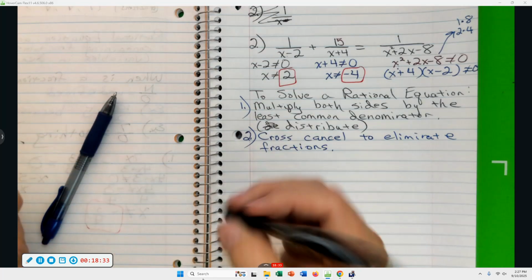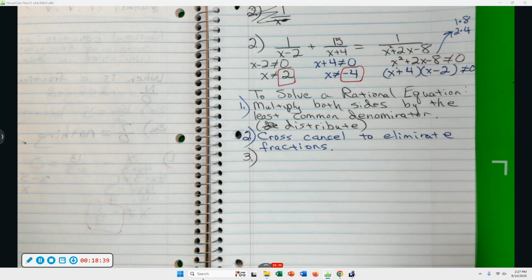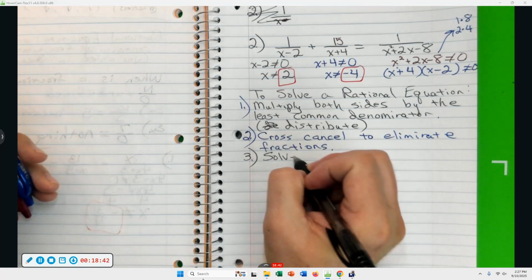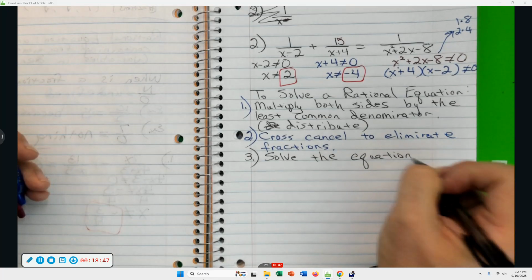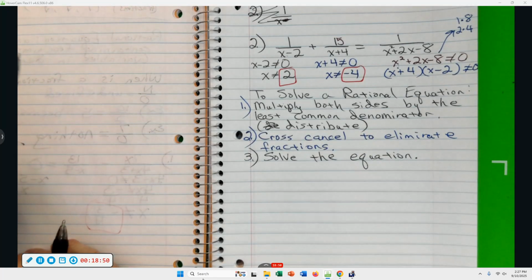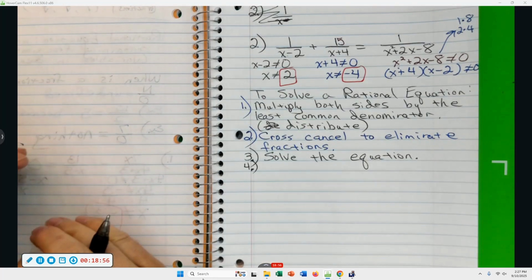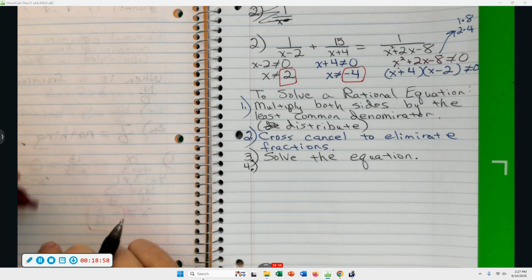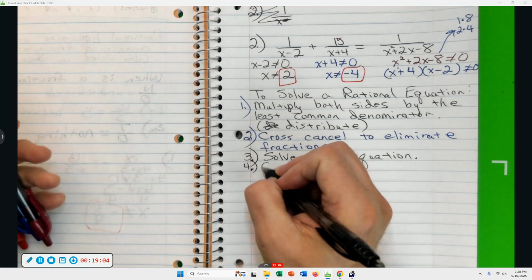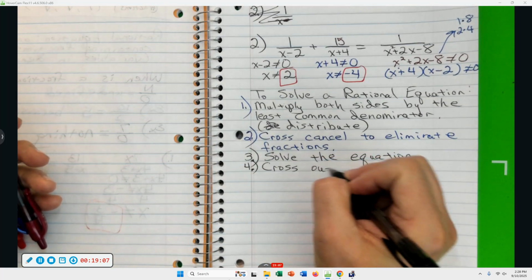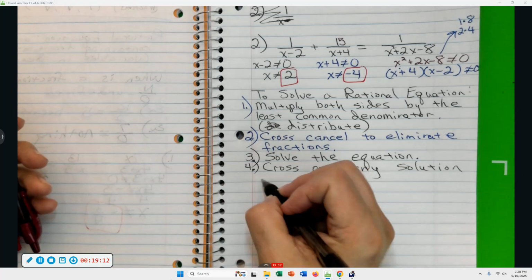Then the third step. At this point, you're going to have an equation that doesn't have any fractions. So you'll have to solve the equation. The equation will not have any fractions now because you've canceled them out. Fourth and final step. You're going to have to make sure that the numbers that you found don't produce a denominator of 0. I think I'll say it like this. Cross out any solution that gives a denominator of 0.